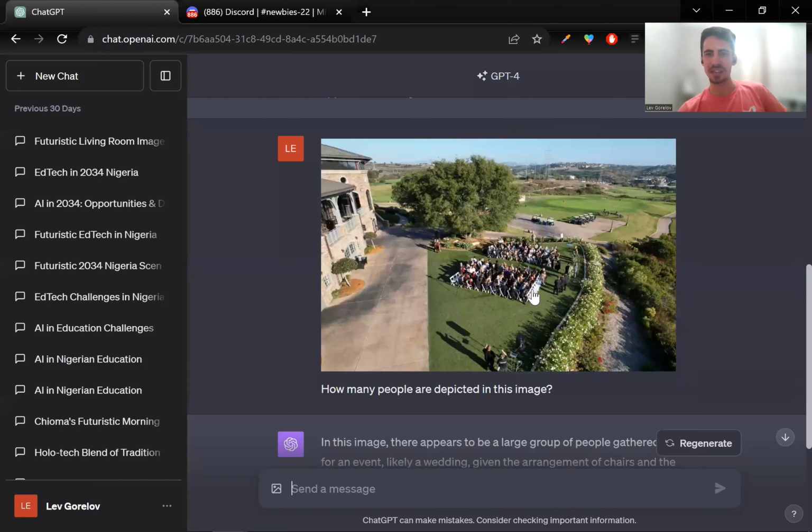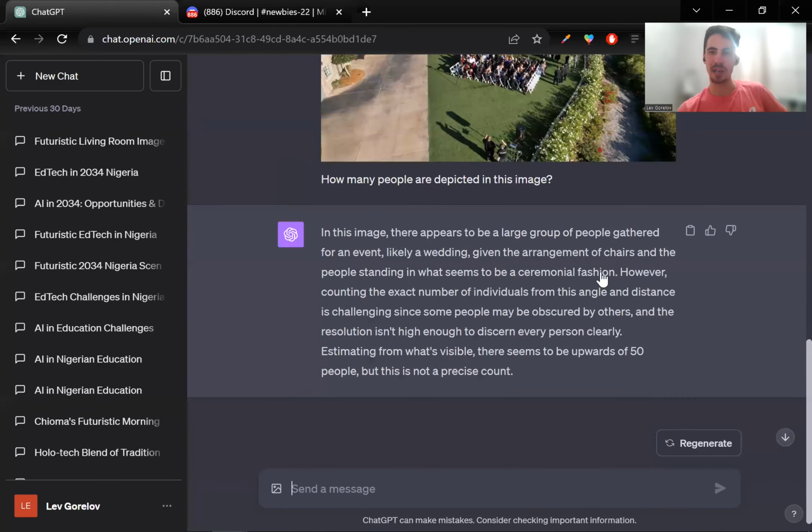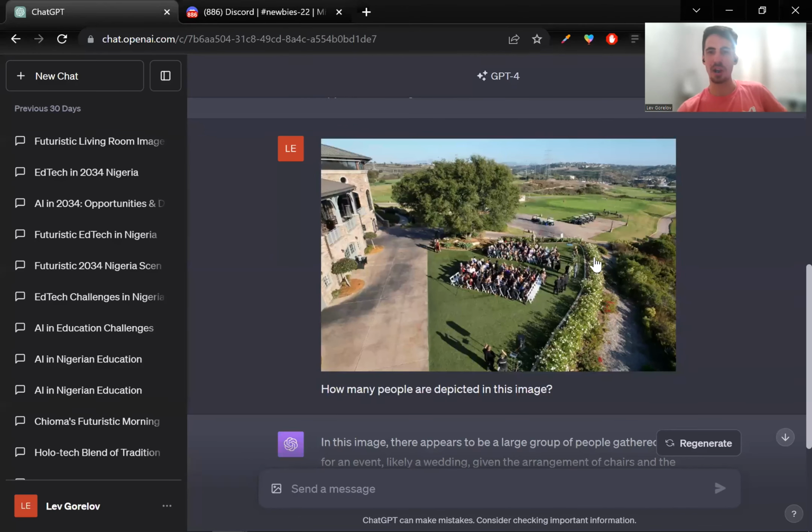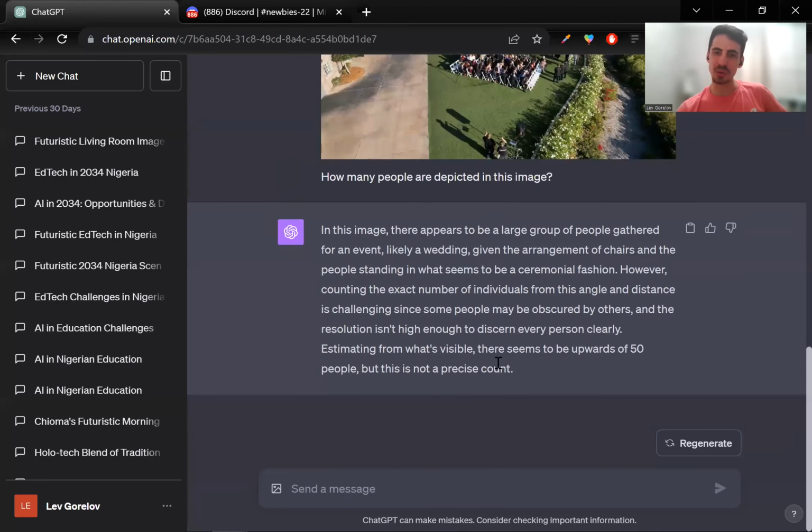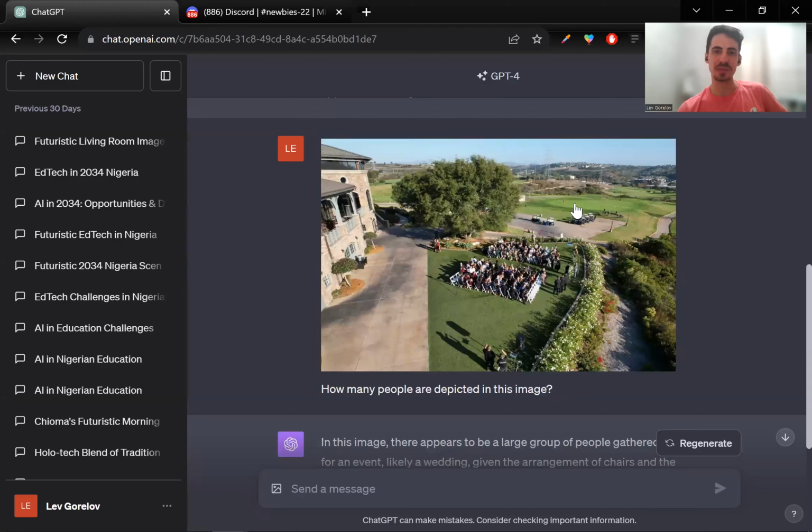Let's see, there's like what, 6, 9, 10, 5, 3, 6, 9. So yeah, I would say there's 50 people. I would say its estimate is just about as good as a person's. It definitely wasn't way off the ballpark. But yeah, so drawing estimates, the model does seem to be capable of.